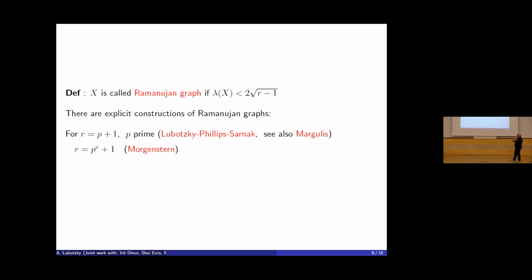graphs exist. But a good number of years ago, we constructed such graphs for R equal P plus 1, when P is a prime, and then my student Morgenstern constructed them for prime powers. Later on, Spielman and others showed existence, though it's not so constructive, or semi-constructive, I don't know how to say it, also for all other cases. So we have plenty of good graphs. This we don't have to worry about.